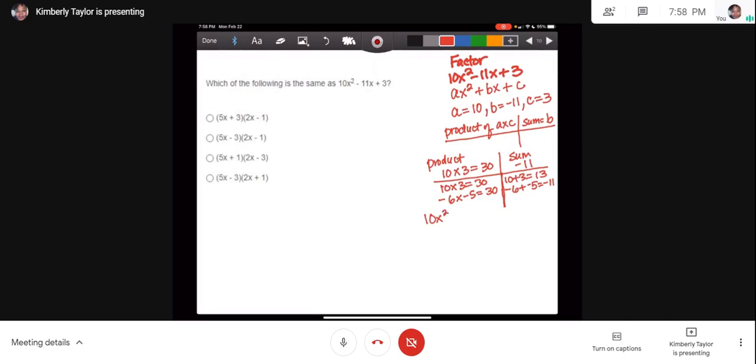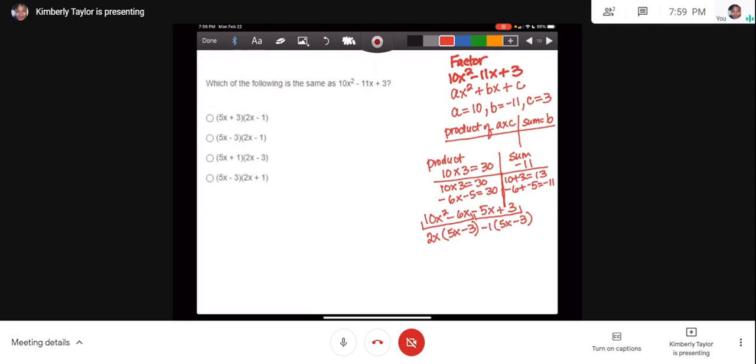So you are replacing the b term. So instead of putting negative 11x, I'm going to put minus 6x minus 5x and then plus 3. Take the first two terms, factor out what they have in common. In this case, it's going to be a 2 and an x. And I'm left with 5x minus 3. Take the last two terms. In this case, they have in common a negative 1. And what's left over is 5x minus 3.